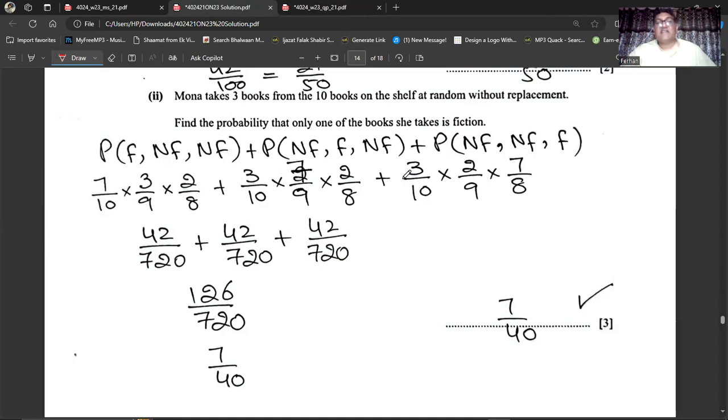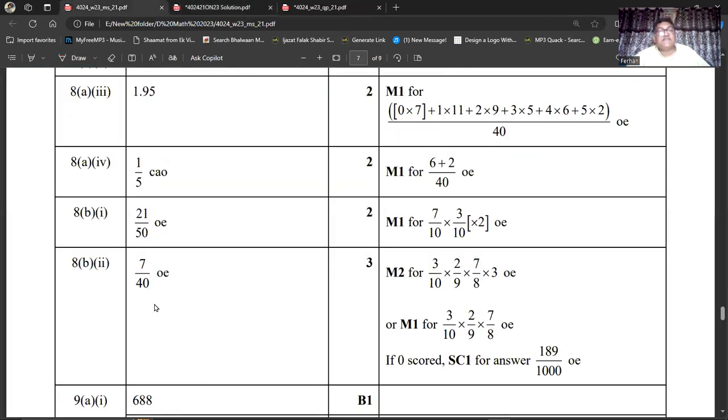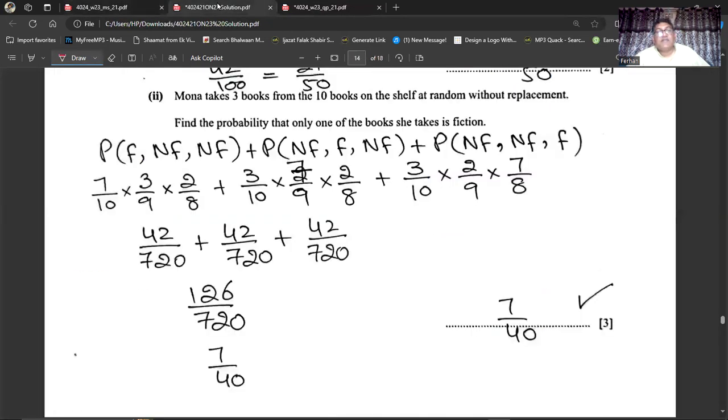So plus, and this thing will happen, and when you multiply this you get 42 by 720 plus 42 by 720, plus 42 by 720. So it's 126 by 720. You simplify, that is 7 by 40. So 7 by 40 is the answer, sir. 7 by 40 is the answer.